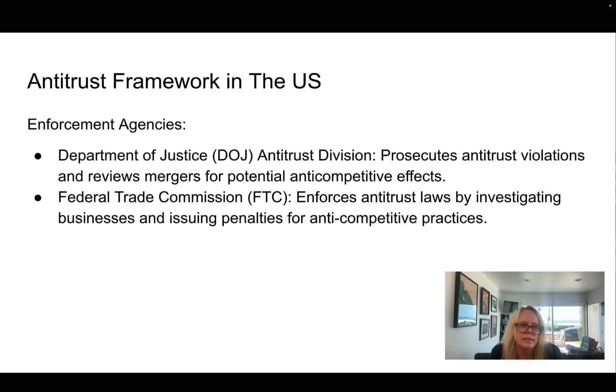Antitrust in the United States is enforced in two places: by the DOJ, which prosecutes antitrust violations and reviews mergers for potential anti-competitive effects, and the FTC, which enforces antitrust laws by investigating businesses and issuing penalties for anti-competitive practices. Antitrust is also one of those areas that is civil and criminal in nature in terms of the enforcement and regulation of the law.